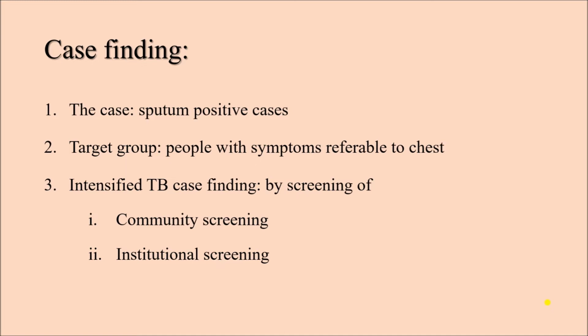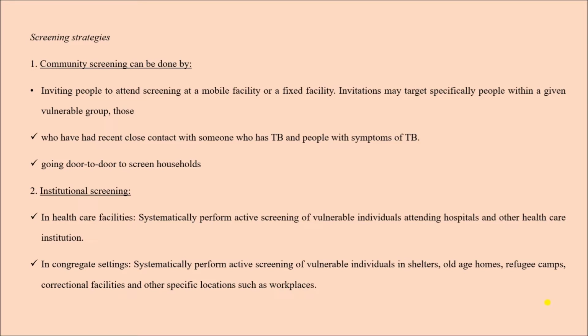Intensified TB case finding can be done by community screening or institutional screening. So what is community screening? It is done by inviting people to attend screening at a mobile facility. So there can be a mobile van which is placed at a particular geographical location, and people can attend this mobile van, or a fixed facility. Invitations may target specifically people within a given vulnerable group. So we can always target a vulnerable group or people at risk. For example, those who had recent close contact with someone who is diagnosed with TB, or maybe someone having symptoms of tuberculosis. Also, this can be done by going door to door to screen the households. That means members in the family.